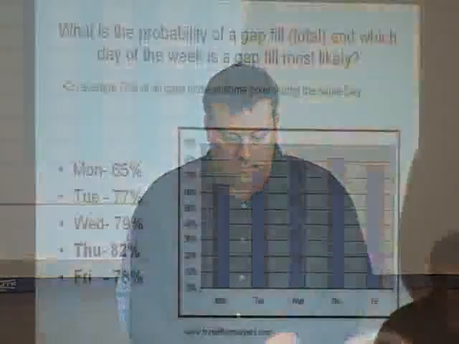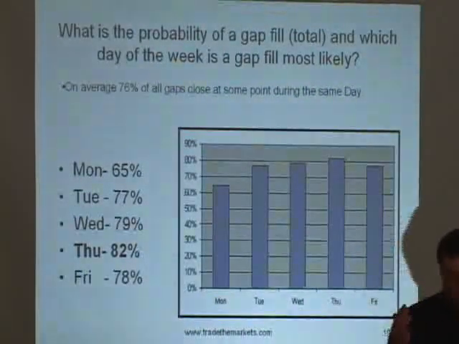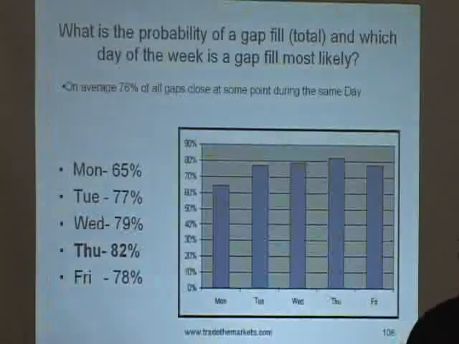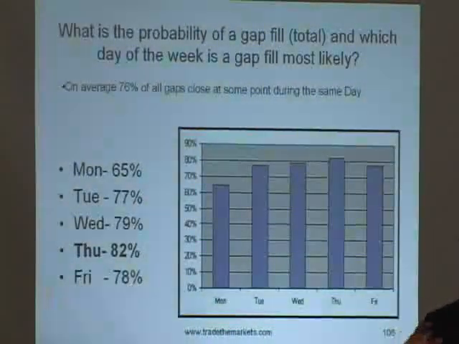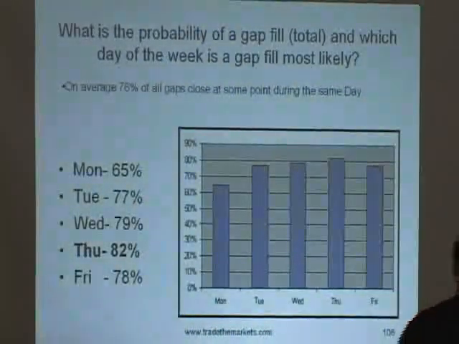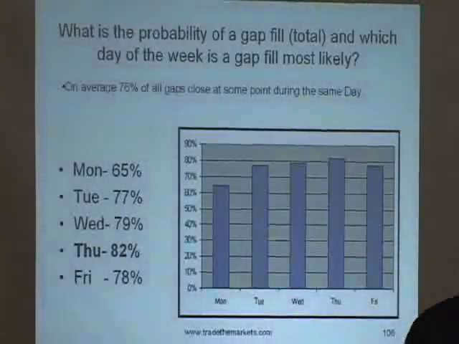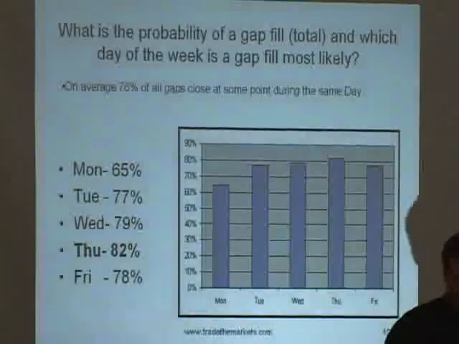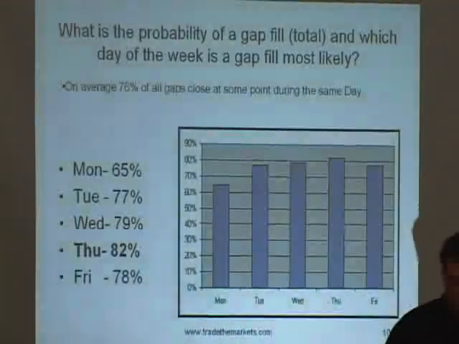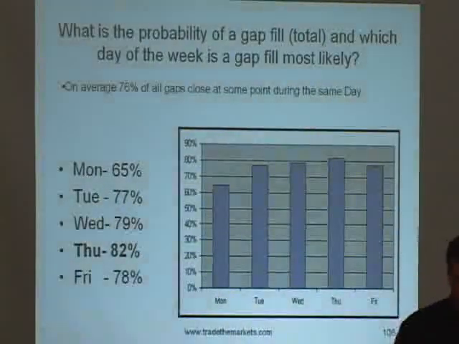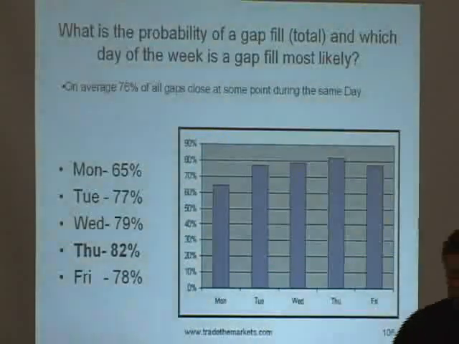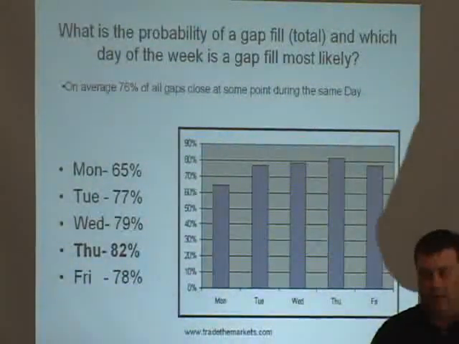All right. So I have broken down the days of the week for the gap probabilities to make it easy for you. All you got to do is take your Post-it note and put down the percentages for the days of the week. Obviously, the best day to play the gap is on a Thursday, okay? Because you've got Monday at 65, Tuesday at 77, Wednesday at 79, and Friday at 78. On average, 76% of gaps fill within the first day, okay?